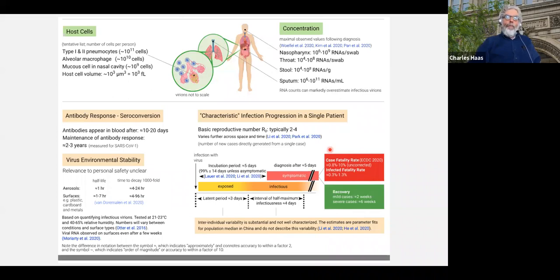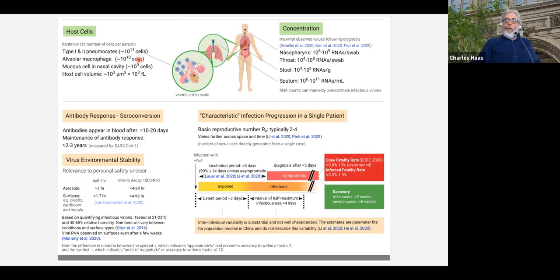Host cells can be a variety of cells in the nasal cavity in the lung. Pneumocytes are cells within the lung itself. Macrophages are a type of white blood cell that is responsible for giving immunity. And mucus cells within the upper respiratory tract. And just a comparison of the volume of host cells to the volume of a virus, the host cell volume, 1,000 cubic microns, orders of magnitude greater than the virus itself.